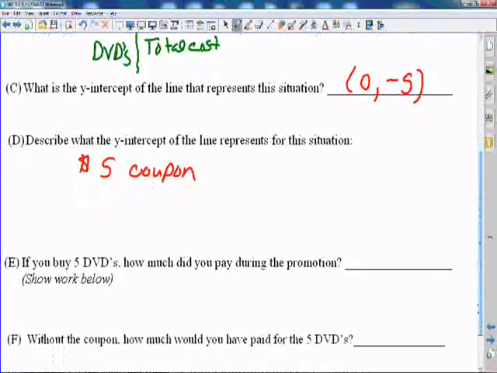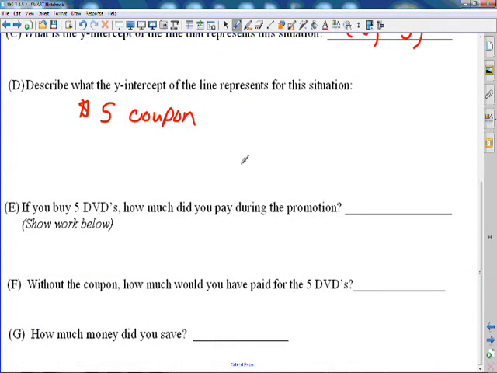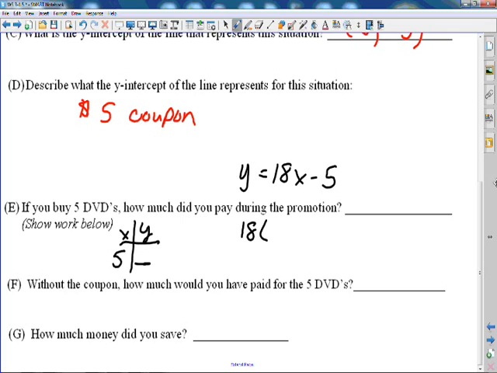Next, let me write that equation down here. I've got y equals 18x minus 5. Now it says, if you buy 5 DVDs, how much did you pay? Well, you can go in the calculator and make x 5, because remember, x is the DVDs, and find your y. Or we can go 18 times 5 minus 5. 18 times 5, that's 90. So I have 90 minus 5, which gives me 85.